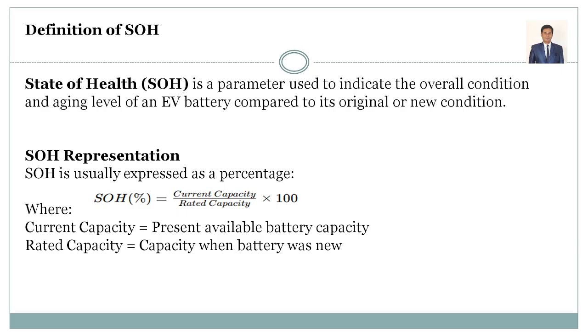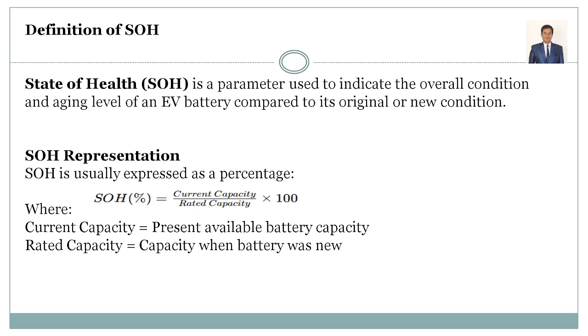So that is what you can calculate: 25.7 divided by 30.2. If we multiply by 100, it comes to around 83 point something percent. That is how you have to calculate the state of health of the batteries.